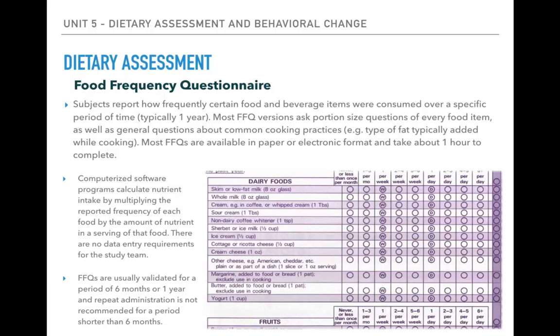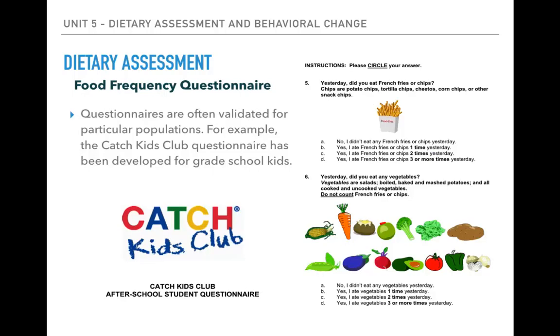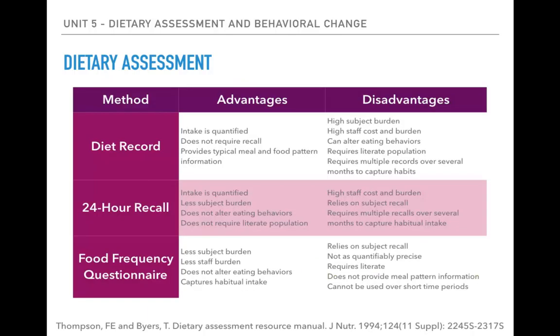So if you take one, it's not recommended to retake the questionnaire for at least 6 months if you'd like to see measurable changes. And this style of assessment tends to be cheap and easy, so population-based food frequency questionnaires have been developed. The Catch Kids Club is for grade school kids and shows pictures of foods and what constitutes serving sizes as well. Of course, these all have advantages and disadvantages.